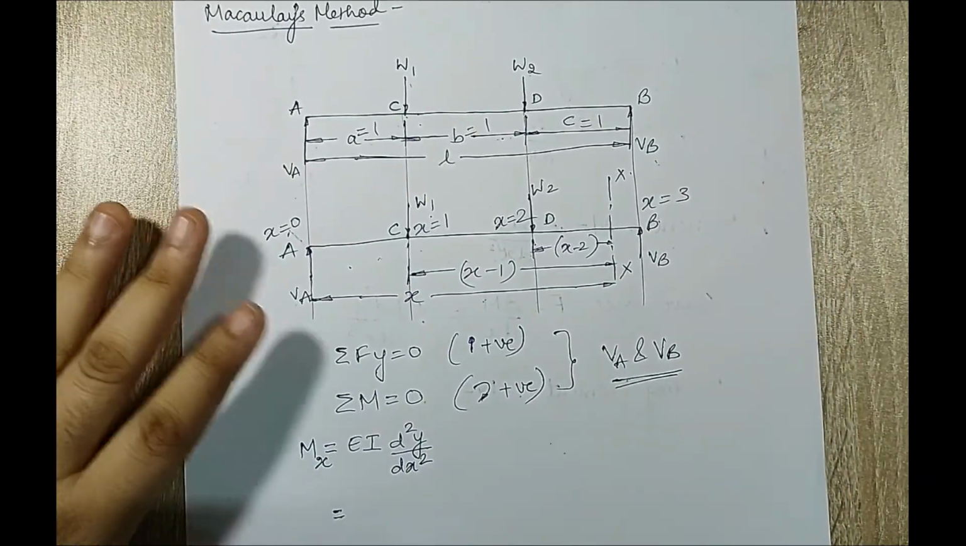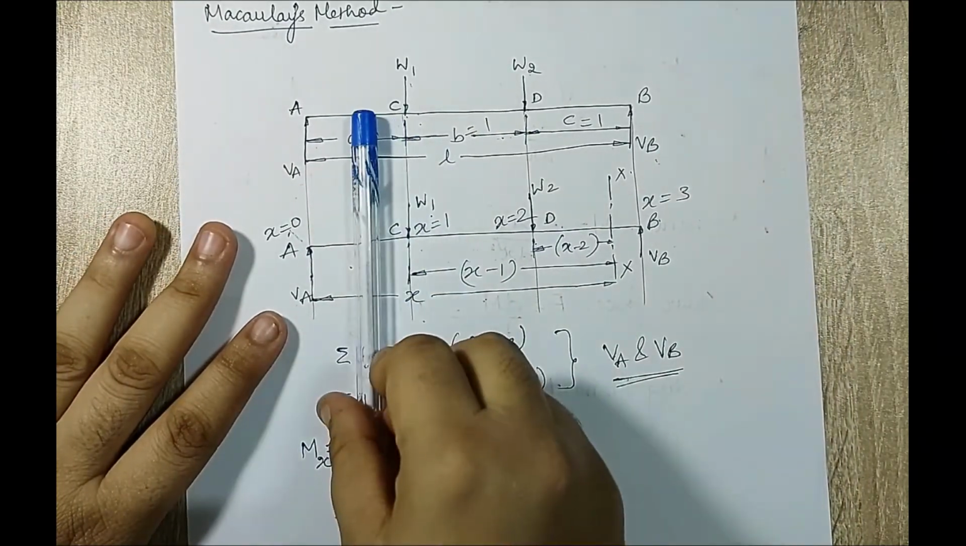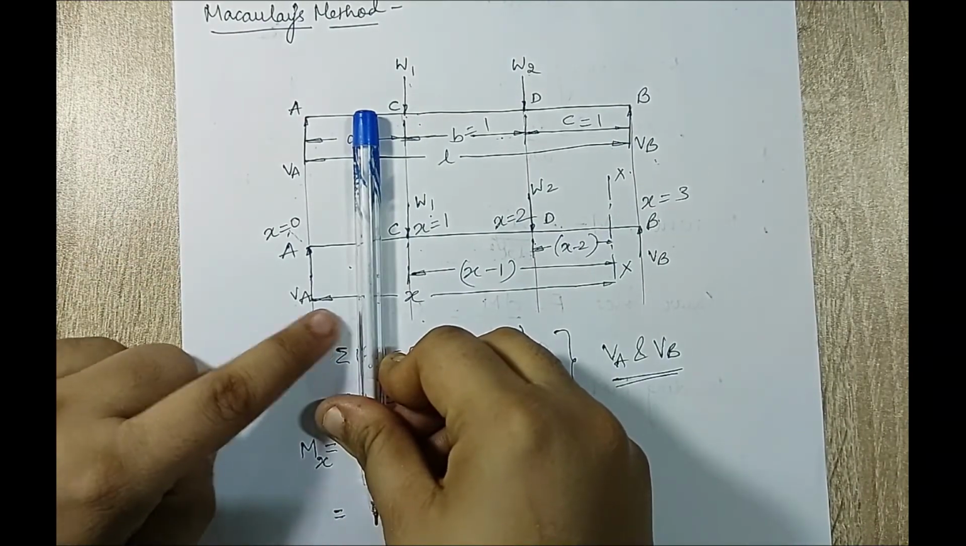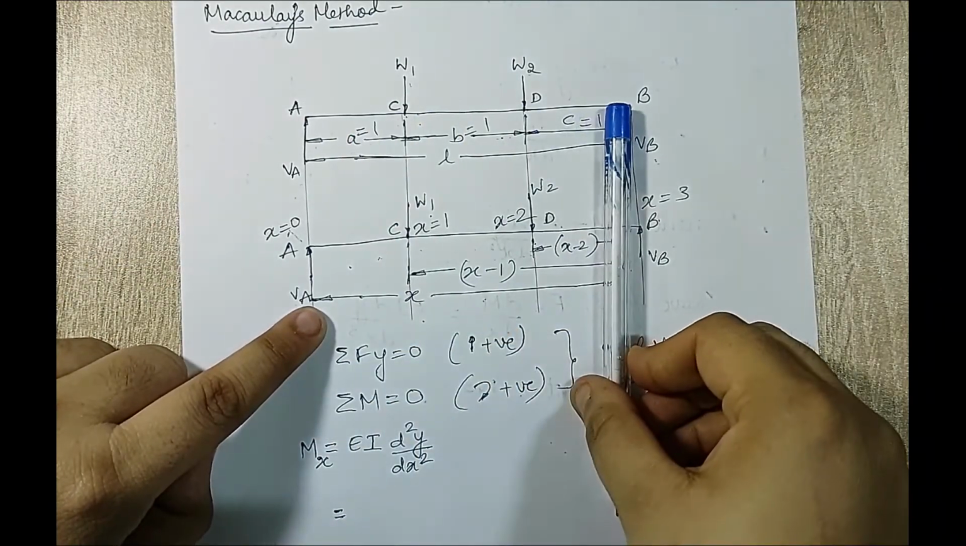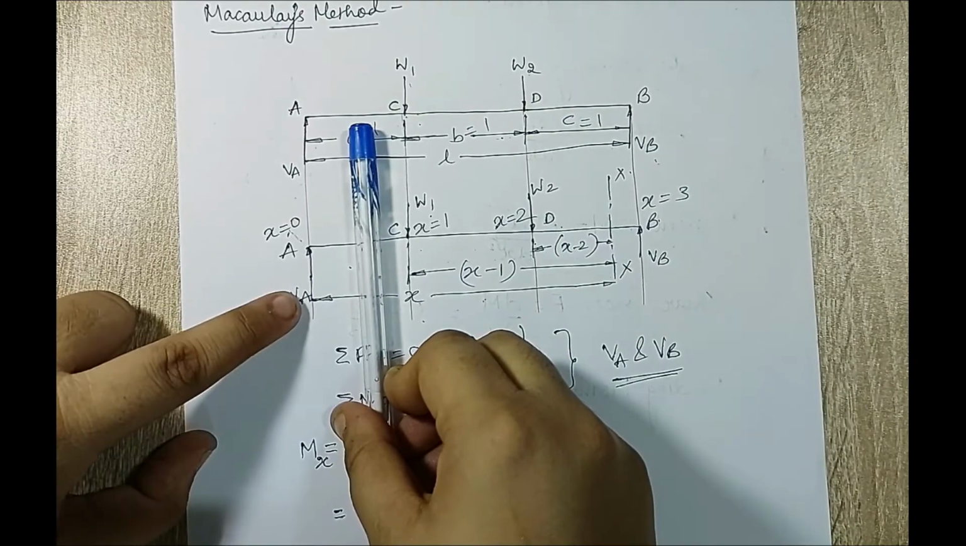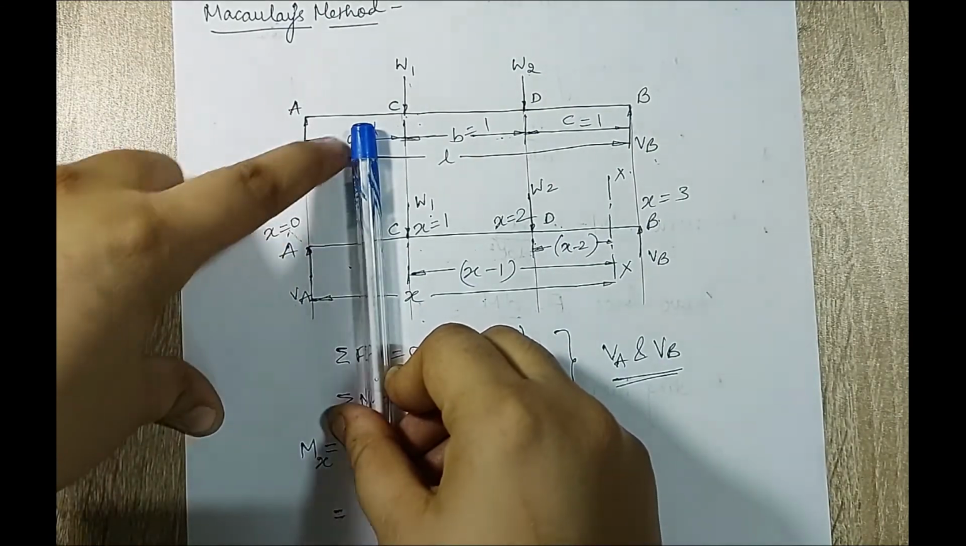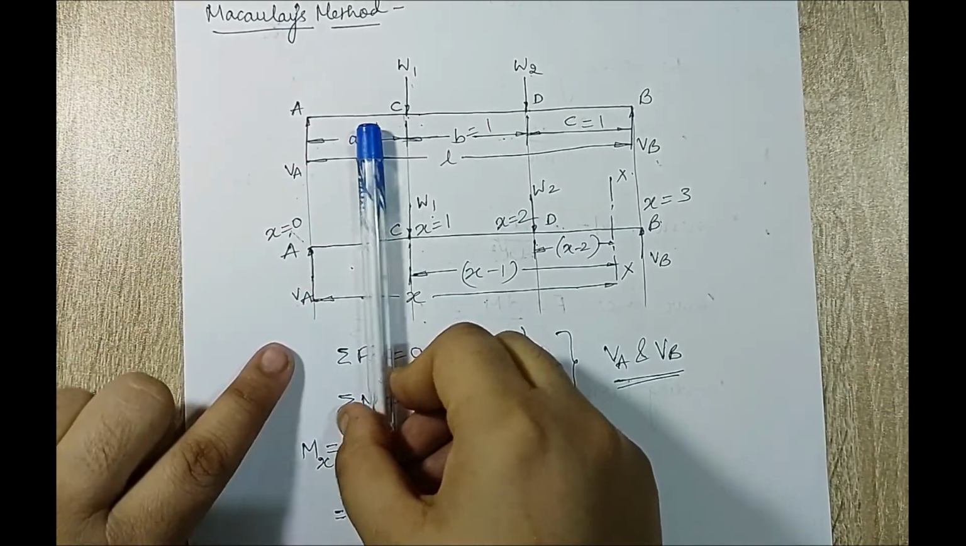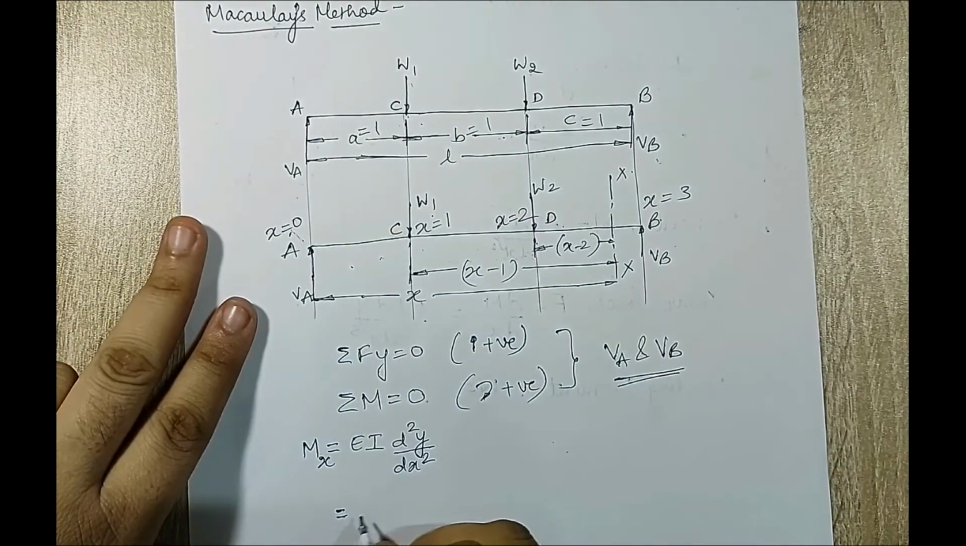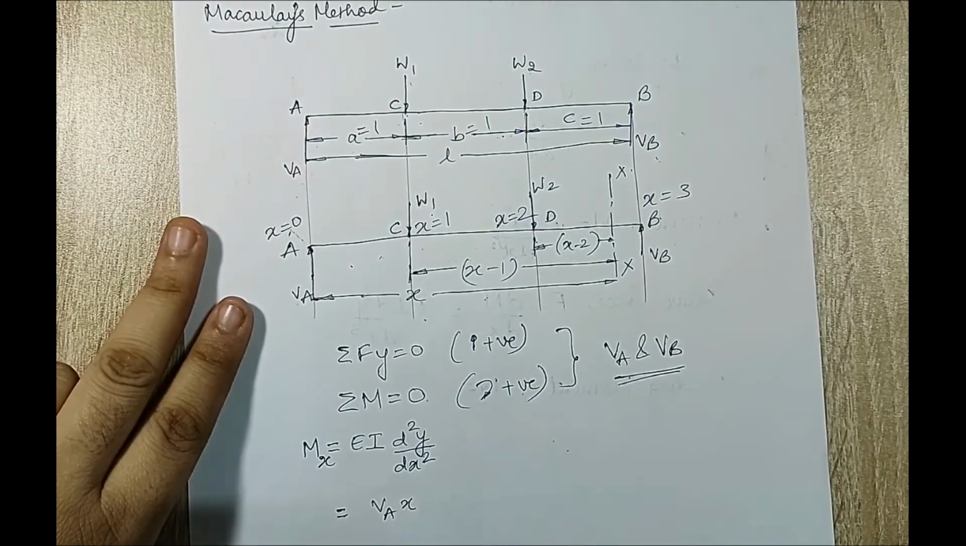So I'll first start with the A to C portion. When I hold the slider here, this distance will be x, not this. So when I stand here, the VA will turn in this direction. So it is clockwise and the distance is x. So I'll write the equation as VA into x.